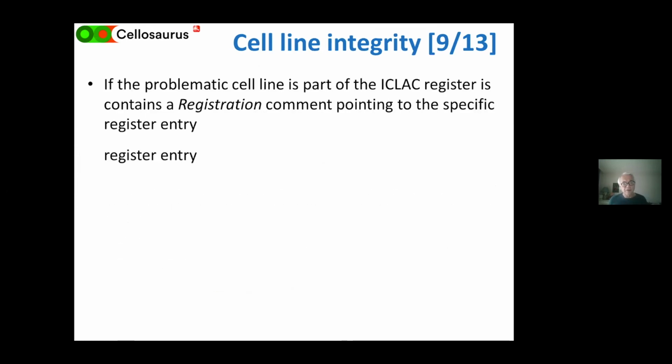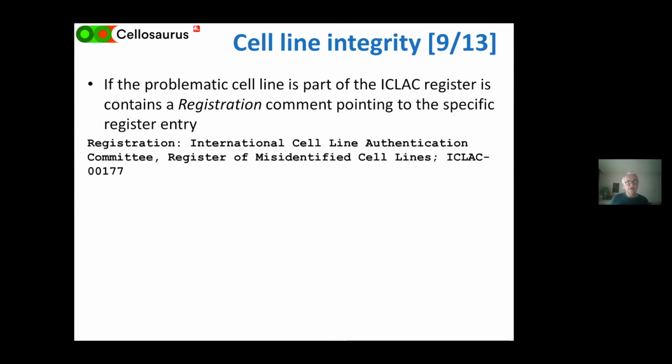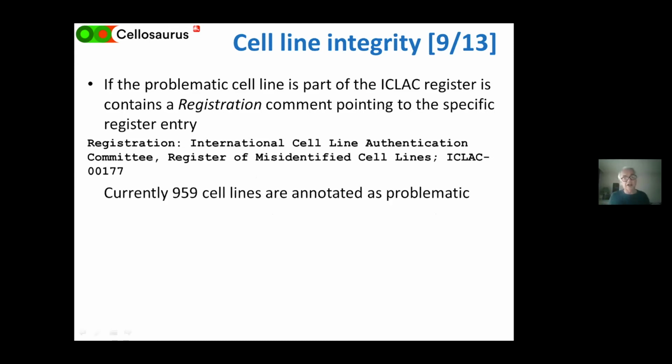Now, if the problematic cell line is part of the ICLAC registry, you will have a registration comment which points to the cell line authentication committee register with the accession number in the committee list. Now, there are about 1,000 cell lines which are annotated as problematic.